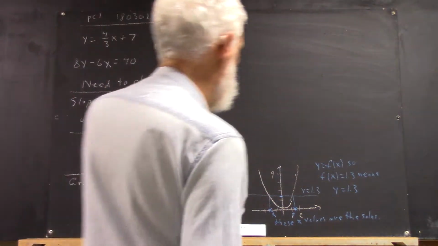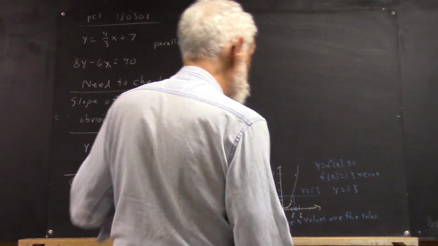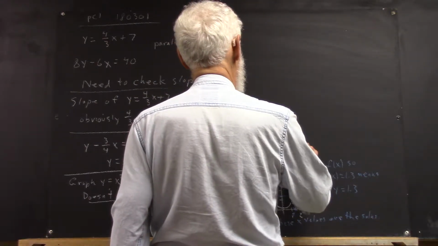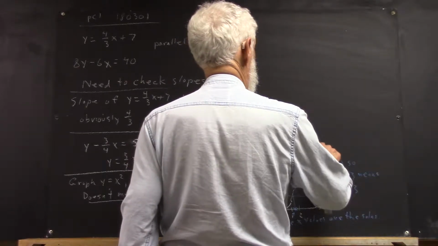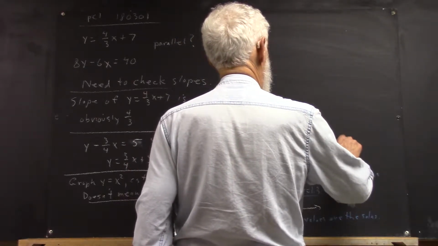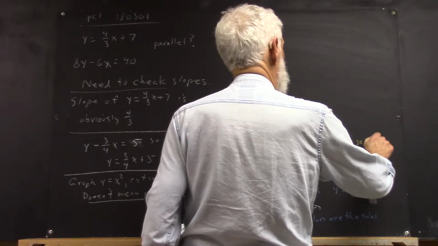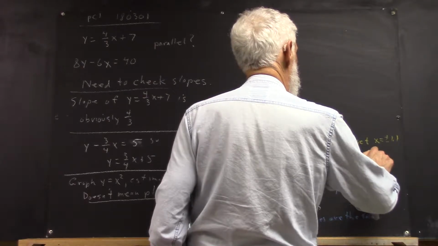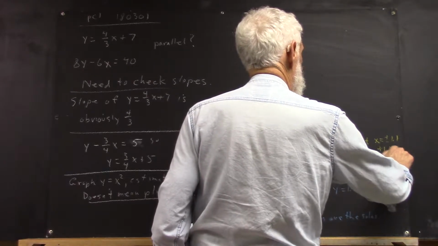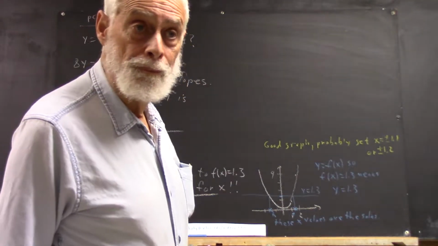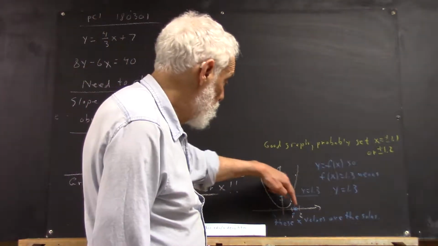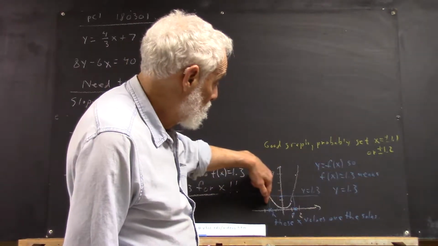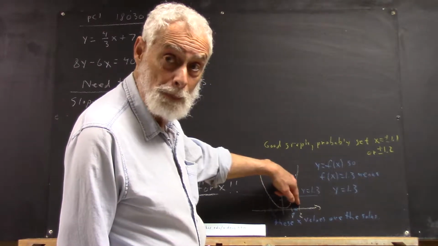Now this graph isn't drawn very carefully, but with a good graph, you probably get x equals plus or minus 1.1 or plus or minus 1.2. Now, I say plus or minus because you've got a solution here and a solution here, and because of the symmetry, these solutions will be equal and opposite, right?